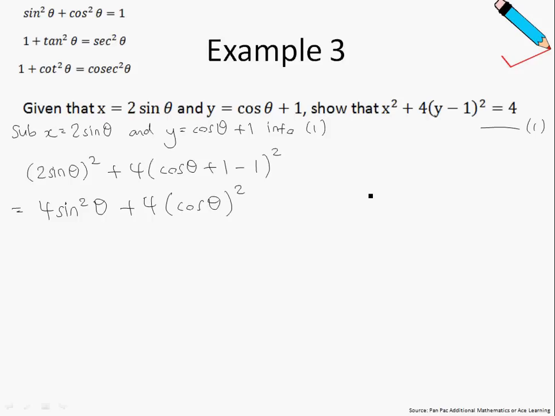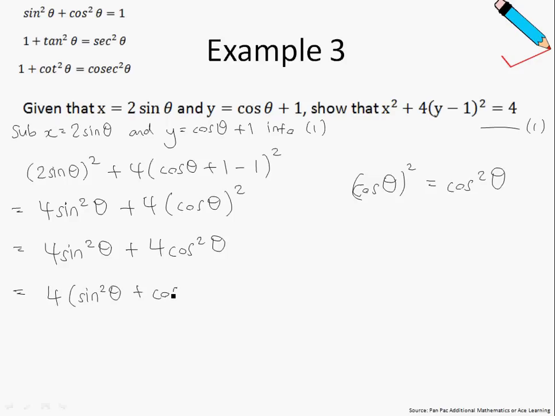At this point, let me remind everyone that (cosine theta) squared is equal to cosine squared theta. These are the same. So this will just give me 4 sine squared theta plus 4 cosine squared theta. Factorizing out the 4, I will get 4 times (sine squared theta plus cosine squared theta). Then using the first identity on the top left hand corner of your screen, this is just 4 times 1, and finally this is just 4. And I've shown what the question wants me to show. So I think this example is relatively easy.